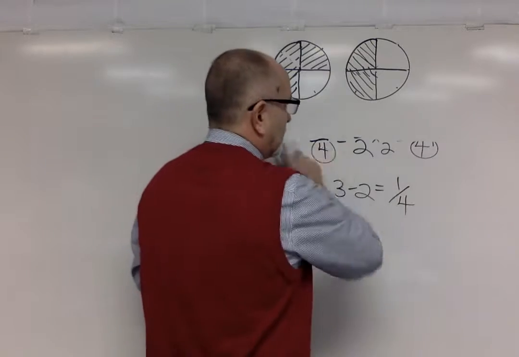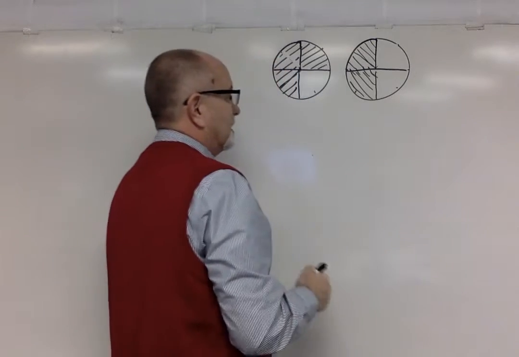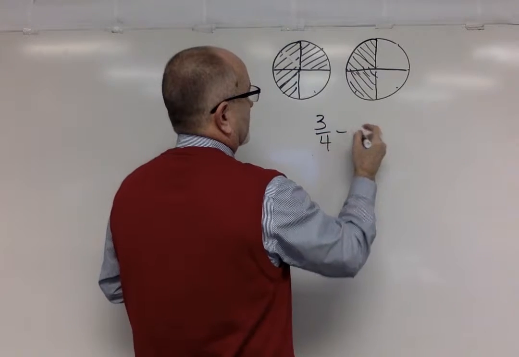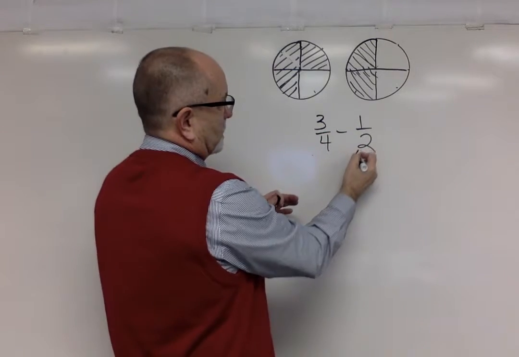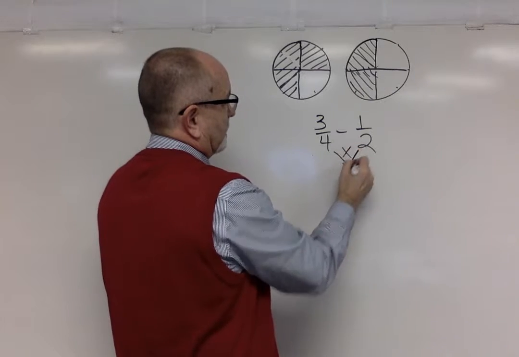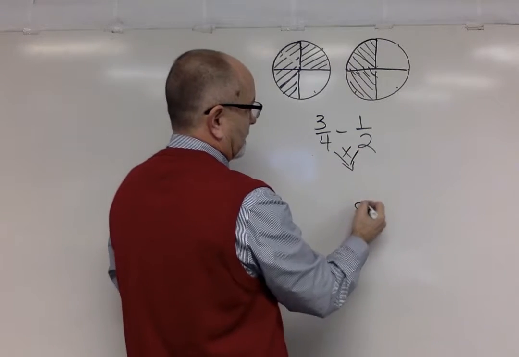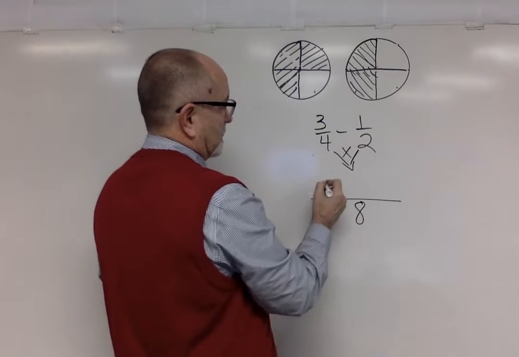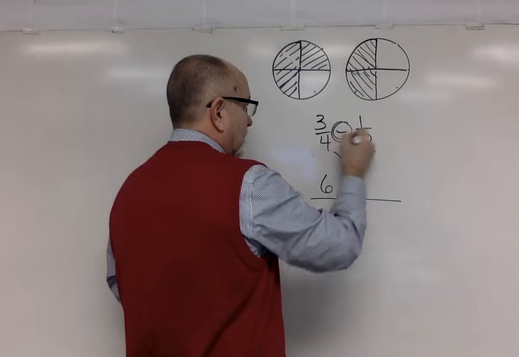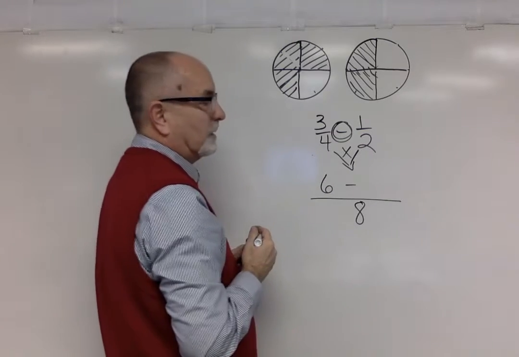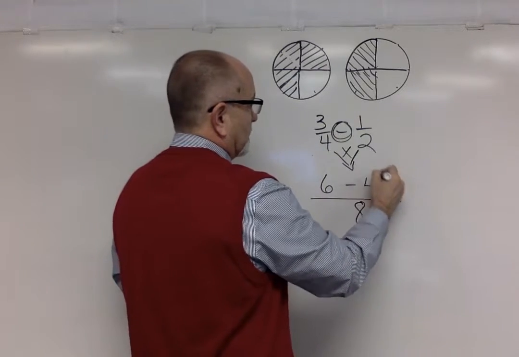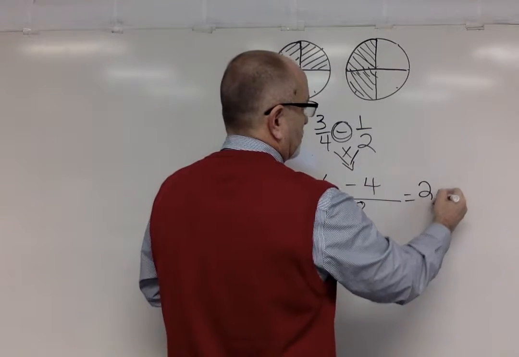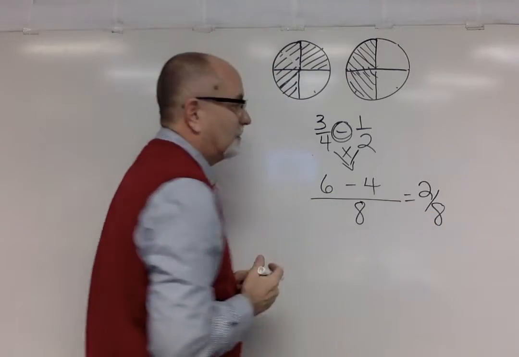But will it work again with that other method? If I have 3/4 minus 1/2, what did we say to do? Multiply those together. 4 times 2 is 8. And then cross over. 2 times 3 is 6. Remember the sign. Don't forget that sign. It goes with that numerator. 4 times 1 is 4. 6 minus 4 is 2. Over 8. Always the same denominator.